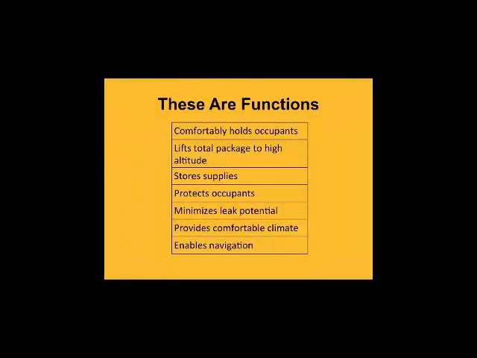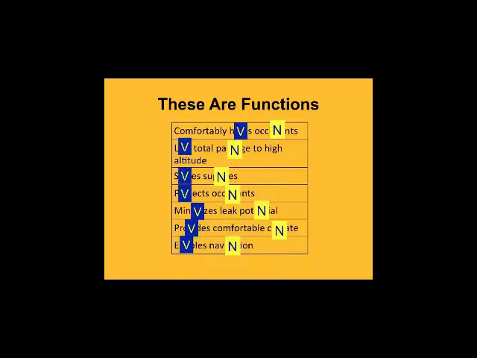These might be functions that we'd use to satisfy those particular criteria or deliver those criteria to the product. Comfortably holds occupants, lifts total package to a high altitude, stores supplies, protects occupants, minimizes leak potential, provides comfortable climate, and enables navigation. Do these qualify as functions? Well, let's see. They have to be verb-noun phrases, right? They actually are: holds occupants, holds is a verb; lifts total package; stores supplies, etc. So these are all verb-noun phrases.